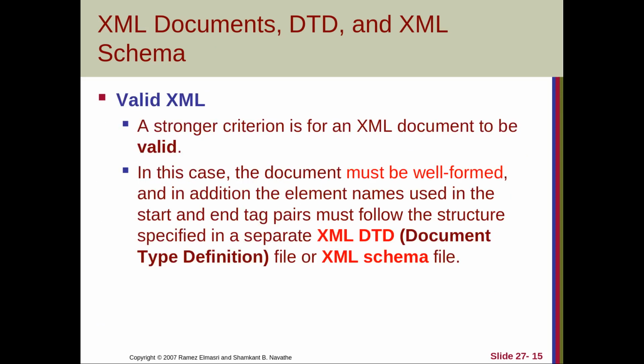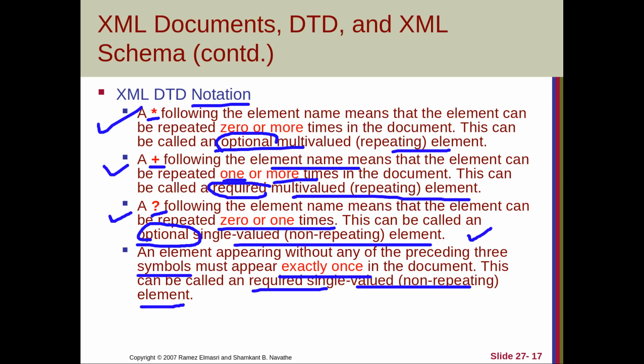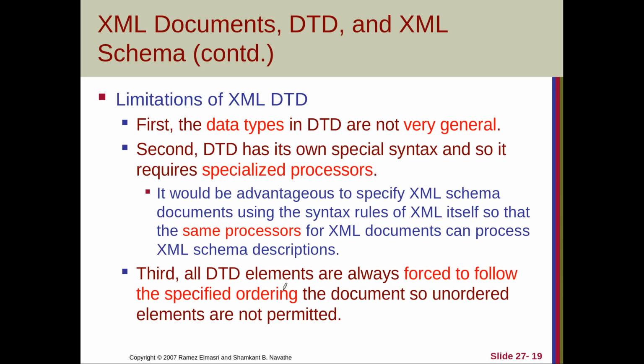So we have seen what is DTD. DTD is used for creating an XML document as a valid XML document. We have seen the syntax of XML DTD, then the different notations like star, plus and question mark of DTD, then the other description of the contents of DTD syntax. And finally we will see the different limitations of using this XML DTD. So DTD is the simplest way of making an XML document a valid XML document, but there are some limitations or drawbacks of this XML DTD.